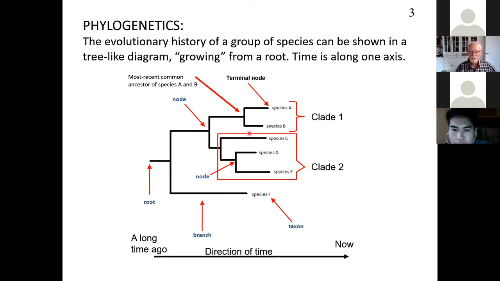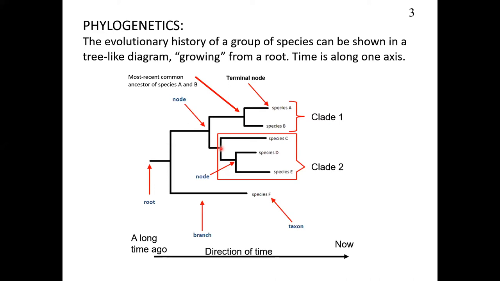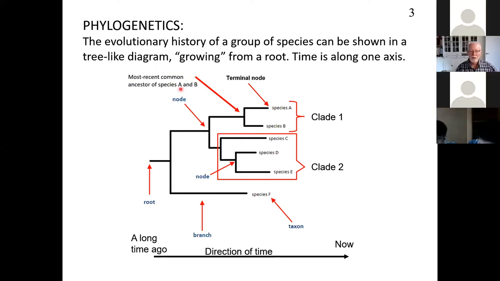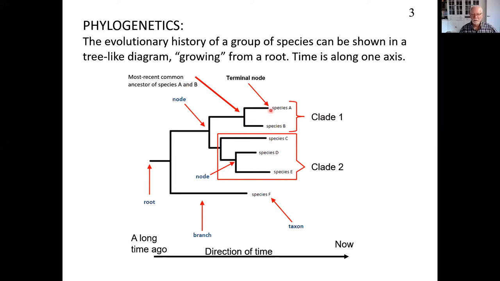A clade is a group of species which can all be traced to a single, most recent common ancestor. We have the same here with clade one. There is the most recent common ancestor of species A and species B, forming a clade. All members of a clade have come from a single most recent common ancestor. Points in the tree where the tree branches are called nodes. So there is a node there, there, there, and there. And sometimes these points at the end of the branches are called terminal nodes. So that's an example of a phylogenetic tree.